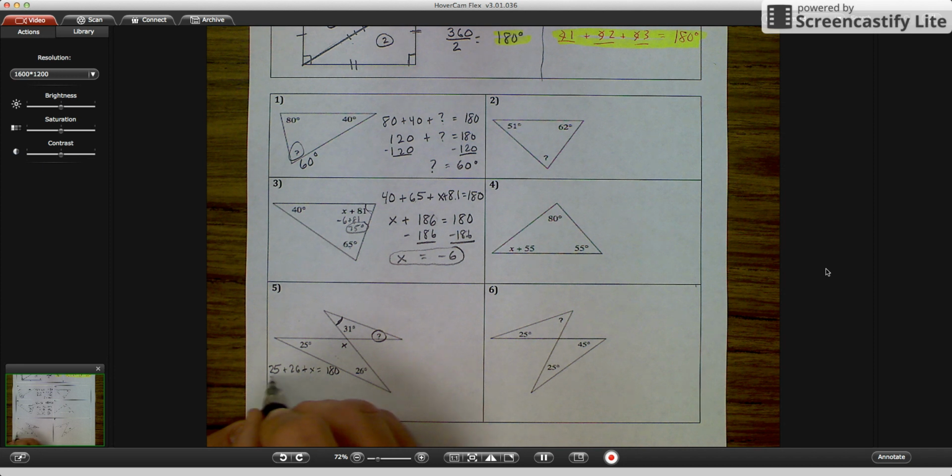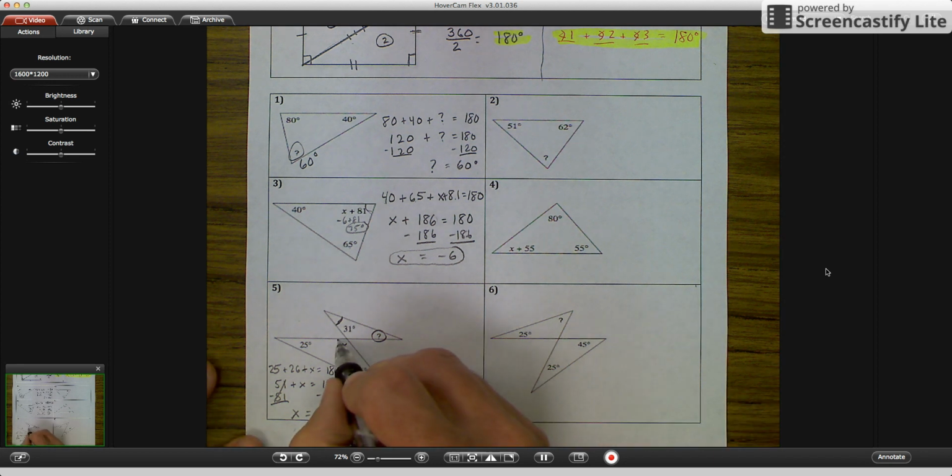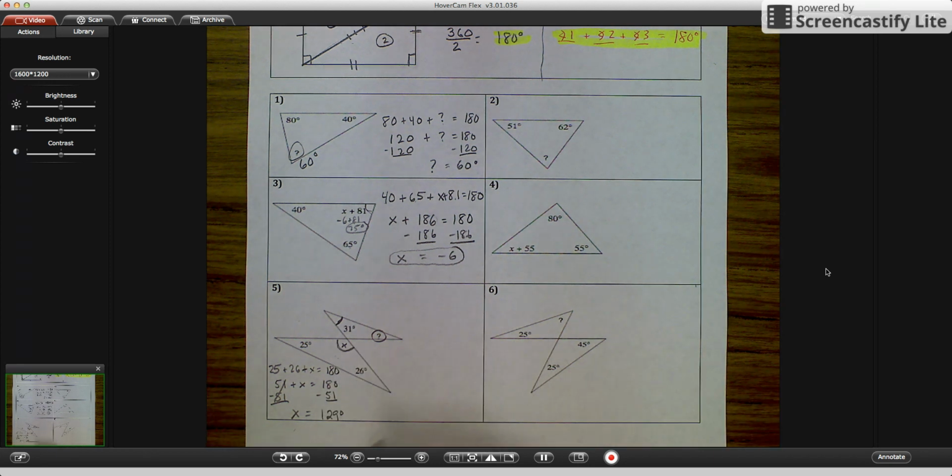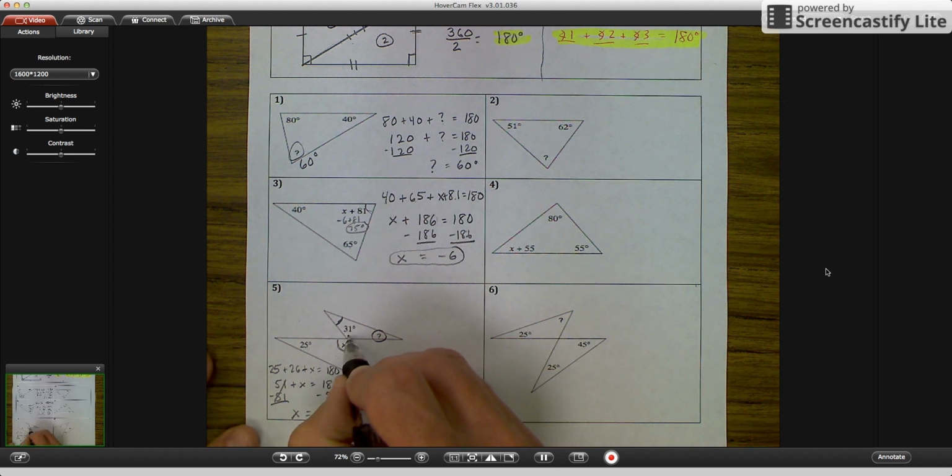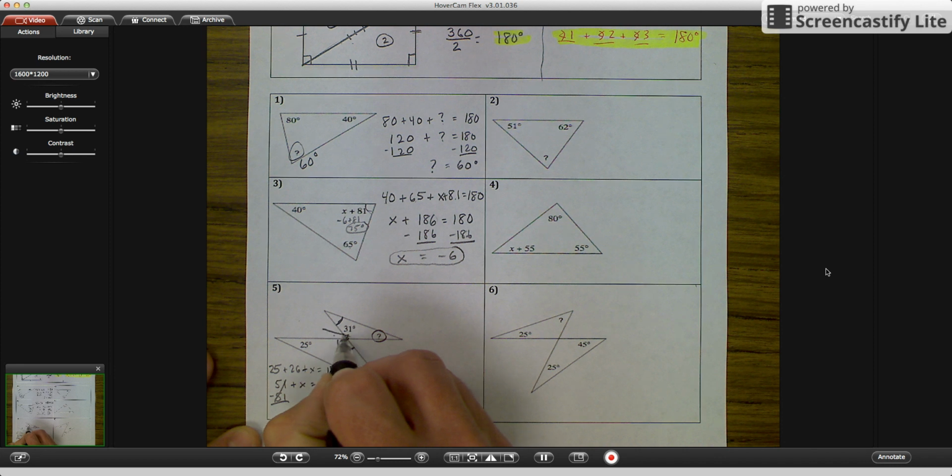Now, 25 plus 26 is 51, plus x is equal to 180. We're going to subtract the 51 from both sides. These cancel out, and you get x is equal to 180 minus 51, which is 129 degrees. Now, we're going to use that value of 129 degrees, and we're going to say that these two angles are vertical angles. So what we have over here is another 129 degrees, and I'm just going to draw an arrow into there. 129 degrees there as well.